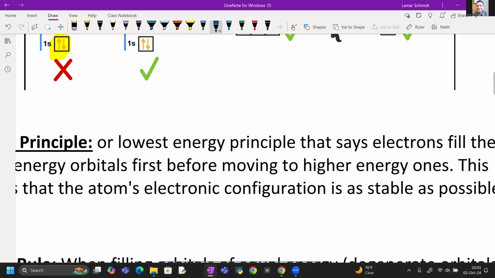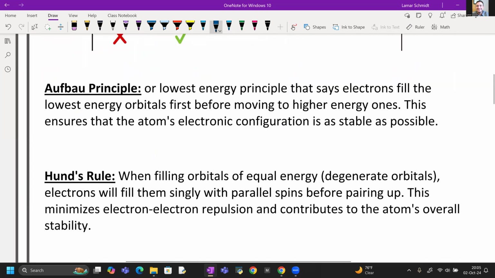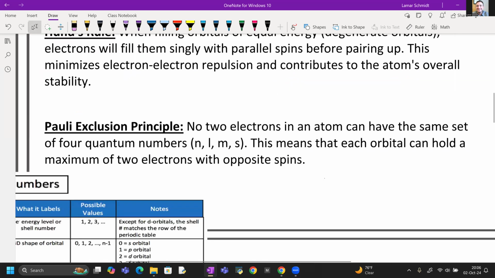And then lastly, and I've kind of front-loaded our instruction on this one, is the Pauli exclusion principle. It says no two electrons in an atom can have the same set of 4 quantum numbers. This means that each orbital can hold a maximum of 2 electrons. And notice they have to have what? Opposite spins.